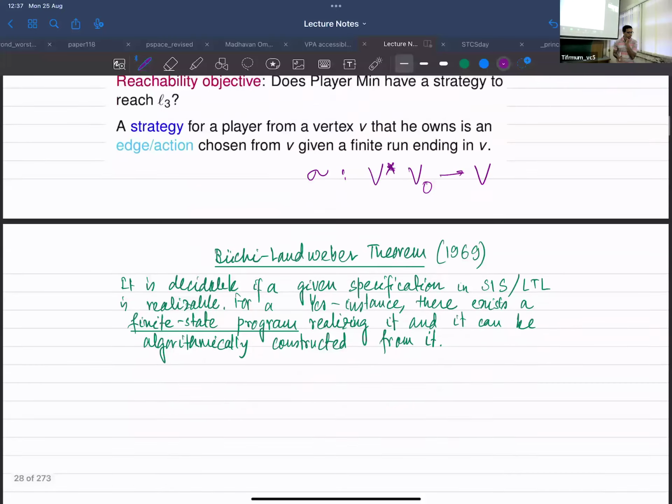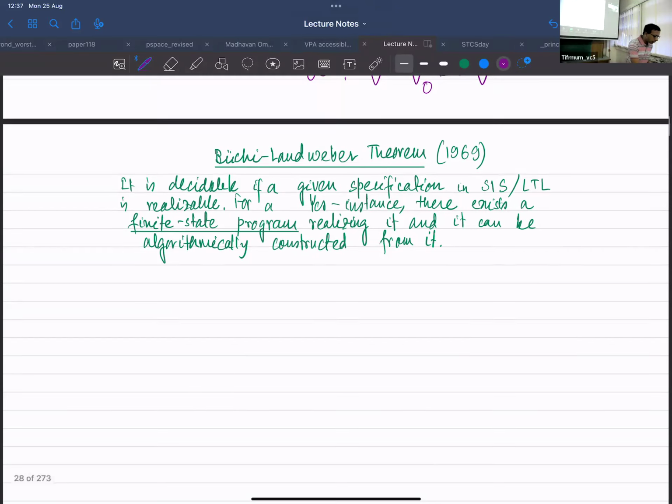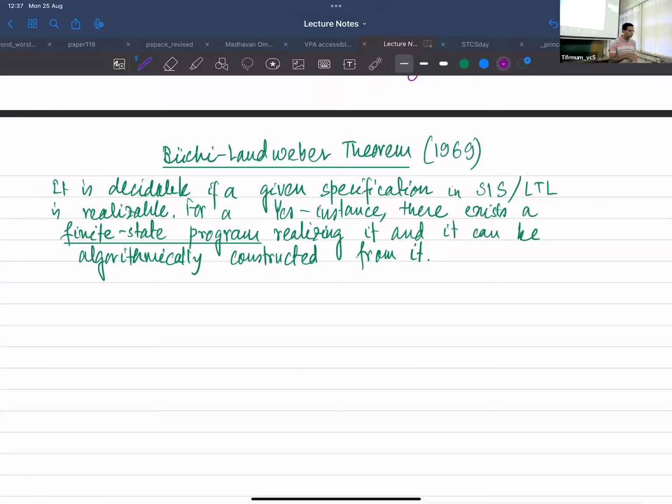Now, this is a theorem, quite a well-known theorem in the work related to reactive synthesis, that it's decidable. Given a specification in S1S or LTL, it is decidable whether a winning strategy exists when the specification is given in this language. So the specification is given in S1S. What is S1S? We'll see this. It's the monadic second order logic of one successor.